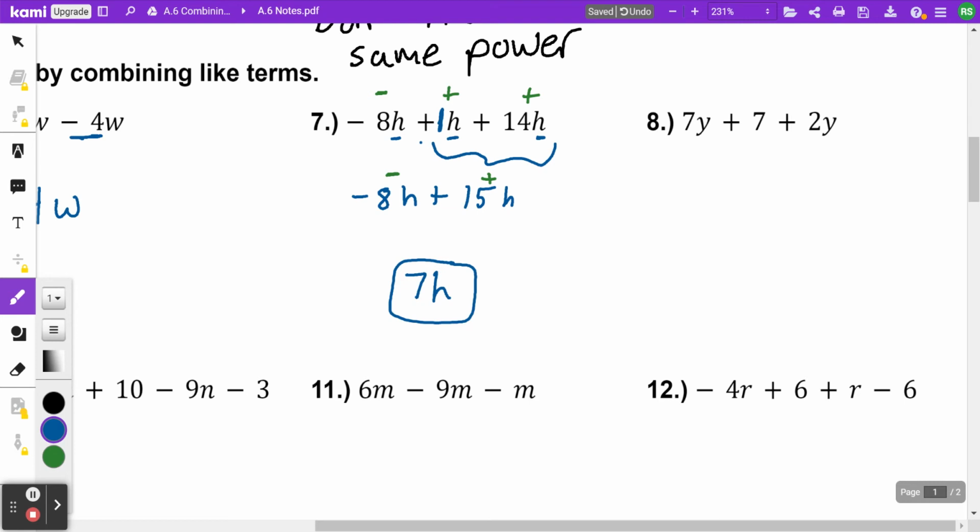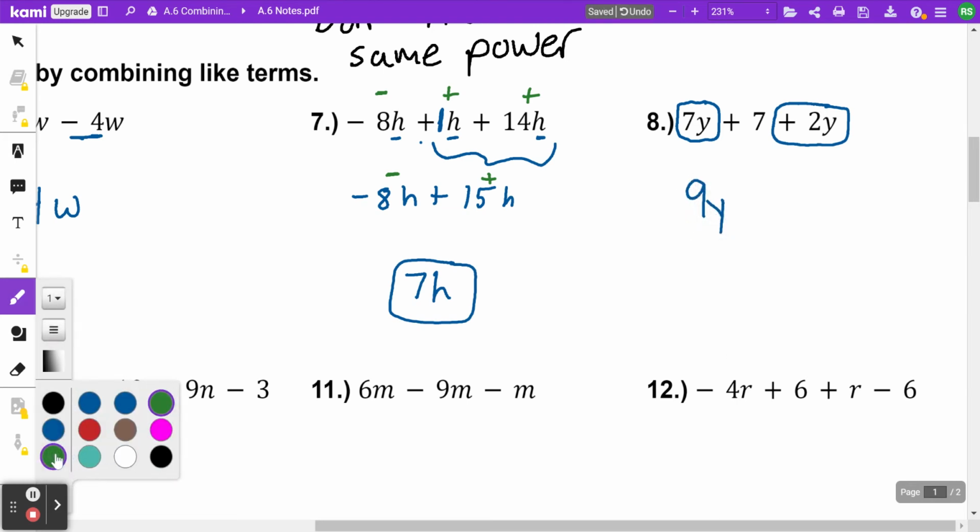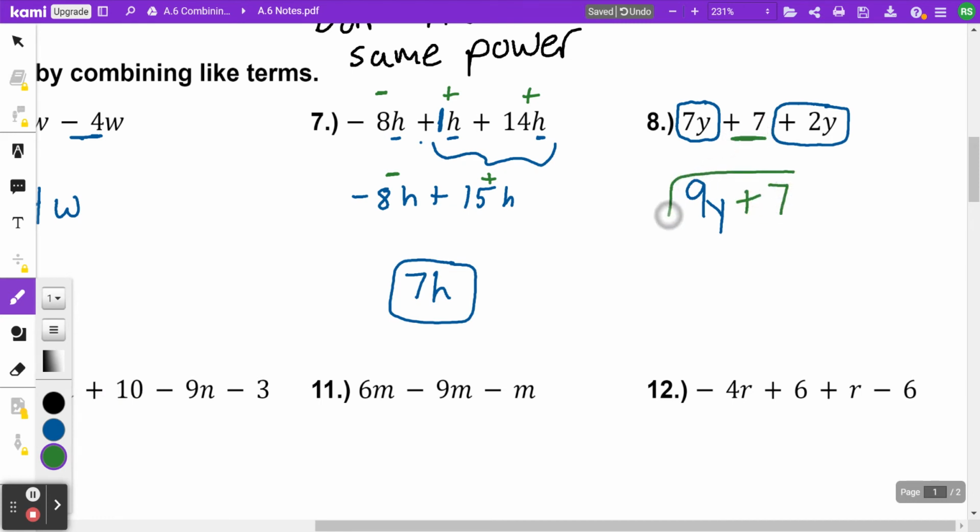Okay, for number 8, 7y plus 7 plus 2y. So first thing we got to do is identify which terms we can combine. So in this case, we can combine the 7y and the plus 2y. So 7y plus 2y is 9y. Okay, and then there's nothing really to add to this plus 7, so we're just going to bring it down and leave it as it is. So 9y plus 7. And there's nothing else we can do with that expression. We can't combine the 9y with the 7 because they're not like terms. One of them has a y, one of them doesn't. We just have to know when to stop.